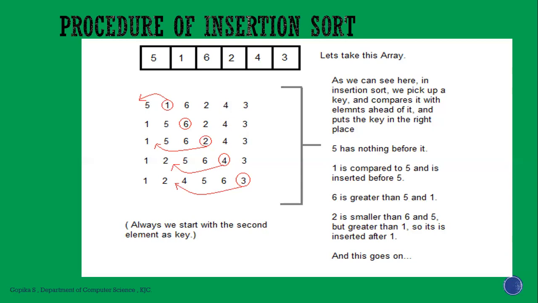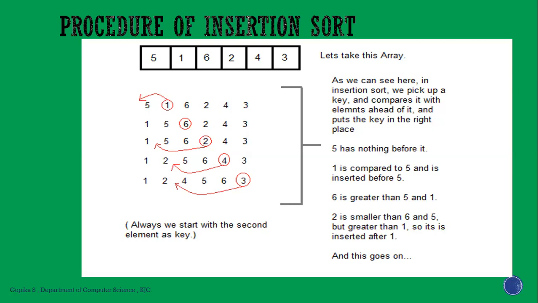With this numerical example, we have 6 elements: 5, 1, 6, 2, 4, 3. We'll see how insertion sort works. First element is 5. If you have a single element, it is itself sorted, so nothing is to be done. Now the next element, 1, comes. 1 should be inserted before 5, so 1 will occupy the first position. Then when 6 comes, 6 will be compared with the first element 1 and the second element 5 in the sorted list, and then 6 will occupy the third position.